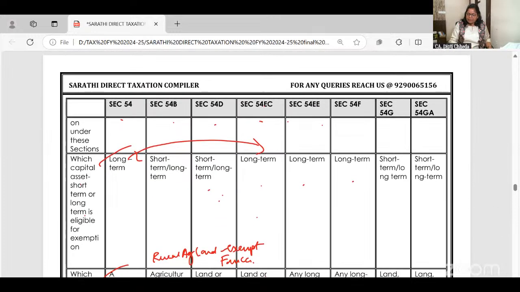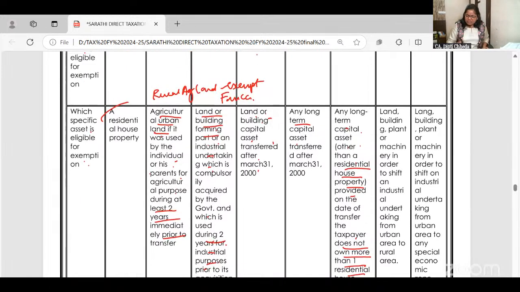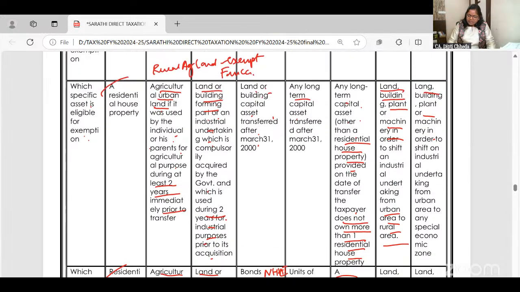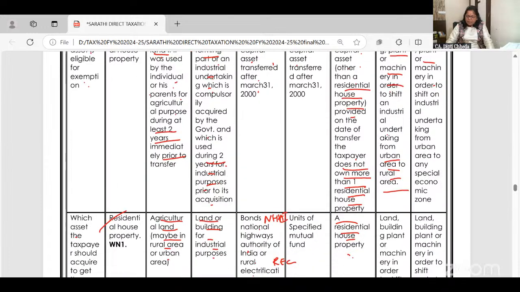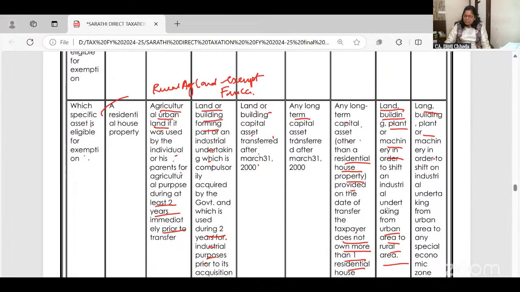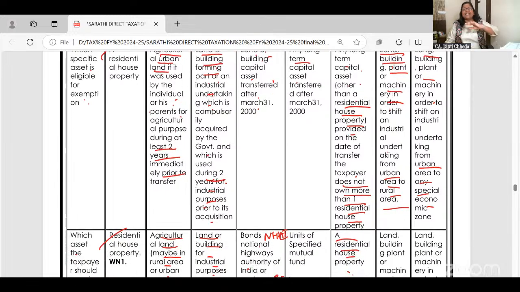54G and GA: any person, short term or long term, sells the land, building, plant and machinery. Underline it. Land, building, plant and machinery is sold in order to shift from urban to rural area. Underline it. You're shifting your handicraft industry or cottage industry from Hyderabad city to a village. So you are shifting your land, building, plant and machinery from urban to rural area, and that is 54G. And 54GA is you're shifting your land, building, plant and machinery from urban to SEZ.